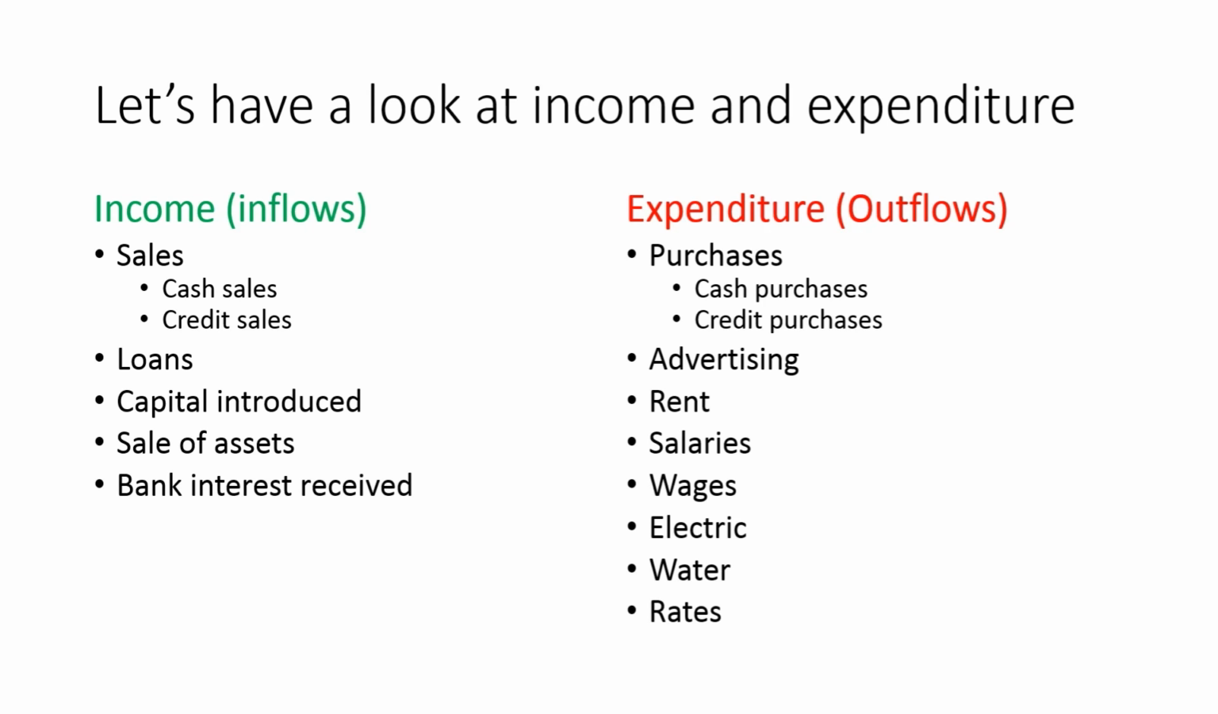The expenditure are the outflows of the business, what's paid out. They come in the form of purchases, so either cash purchases or credit purchases, and these tend to be things like raw materials. There's also advertising, rent, salaries and wages, electric, water and rates. And again, there can be others, but these are examples of sorts of expenditure that a business will have.